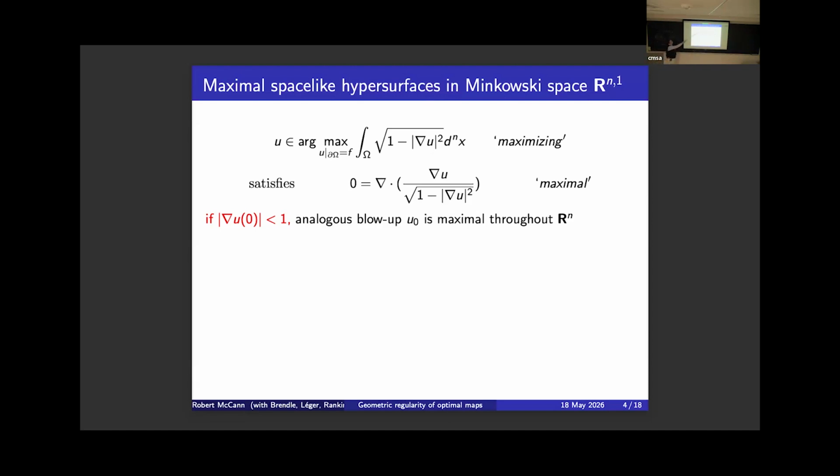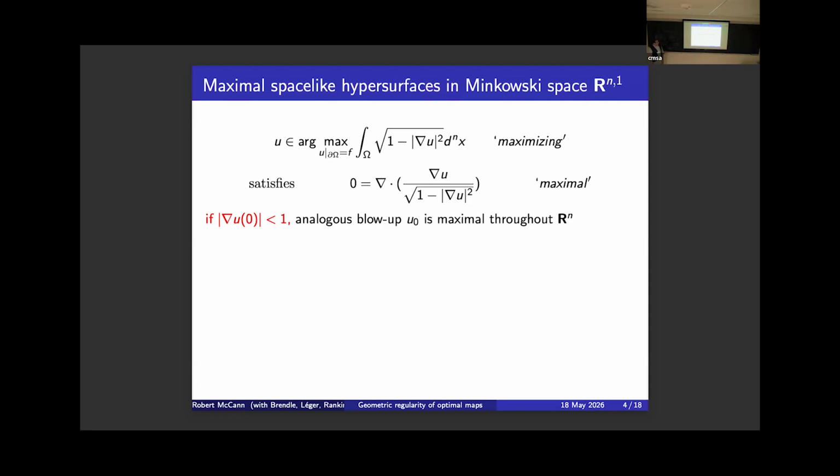And so when you try to do this maximization problem with, say, boundary conditions, you're looking for a maximal area hypersurface in Minkowski space. But of course, gradient u has to have magnitude less than 1, which means that in the standard coordinates on Minkowski space, u has a space-like graph. So this is like maximizing the area of a space-like hypersurface in Minkowski space. And you can do the analogous blow-up, hopefully written with the correct scaling, on this. You would expect, as long as you start out with a point where the gradient is strictly less than 1, that when you do the blow-up, you'll get a solution which is maximal throughout all of R^n.